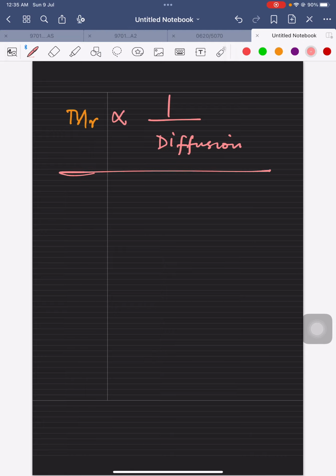So the higher the molecular mass, the lower the kinetic energy, and the lower the rate of diffusion. The lower the molecular mass, the higher the kinetic energy, and the higher the rate of diffusion. So we can say that molecular mass is inversely proportional to diffusion. They are moving in opposite directions. Mr represents molecular mass. Mr is inversely proportional to diffusion. The higher the Mr, the lower the diffusion.